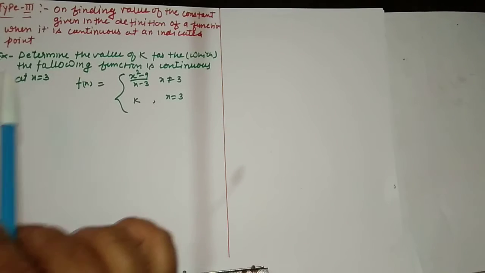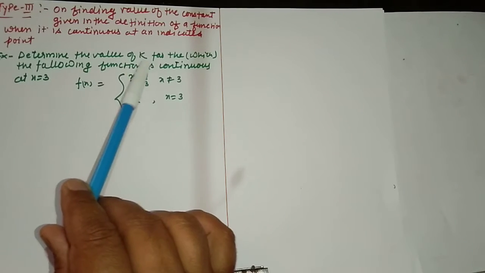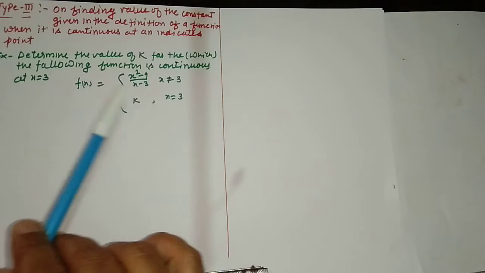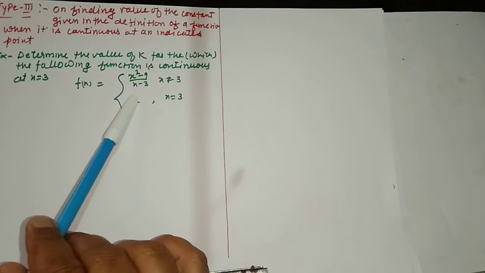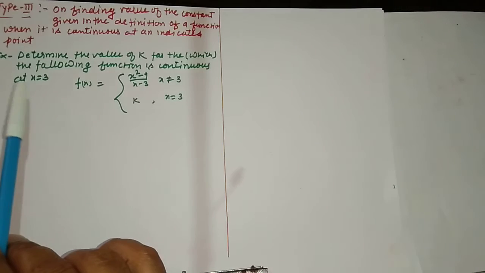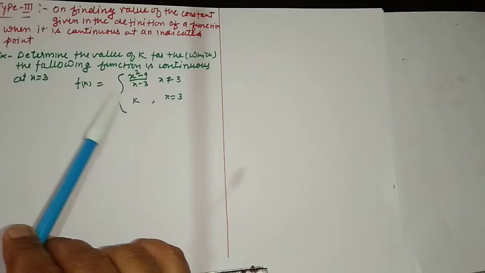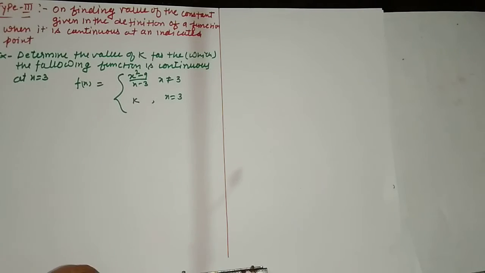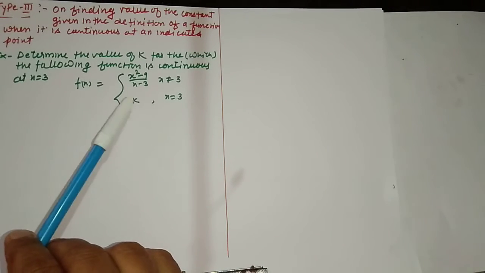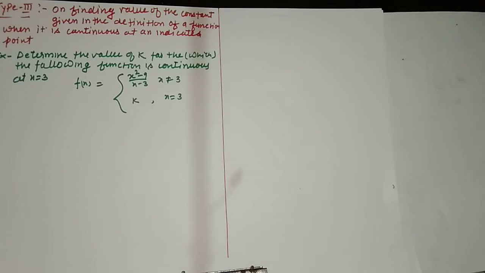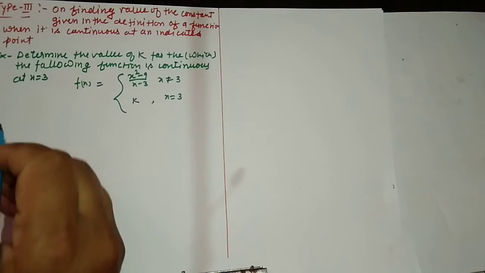Now in this example, determine the value of k for which the following function is continuous. So what value of k will we find for the function at x is equal to 3, such that the function must be continuous? Clear? For what value of k will the function become continuous? Clear? Okay, so solution.